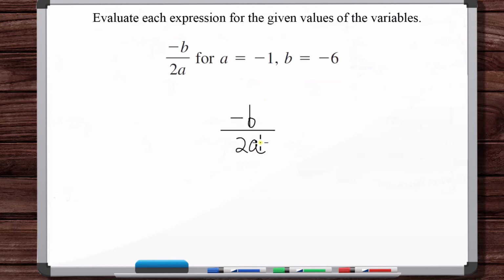You come to a, and imagine a is in its own little world, like its own universe. What you're going to do is erase a, and then because it's in its own universe, you're going to put this -1 here and then put parentheses around it. A was in its own universe, but so is the -1 when you bring it in.